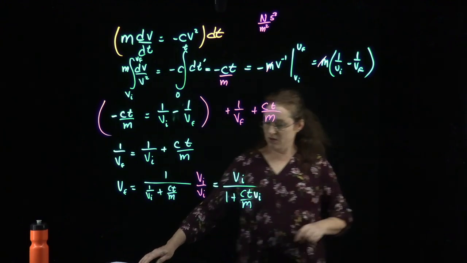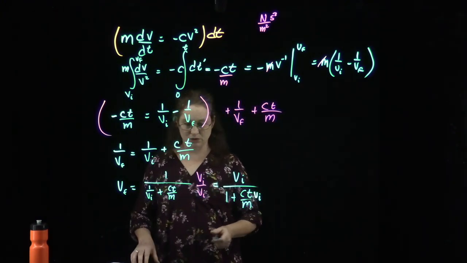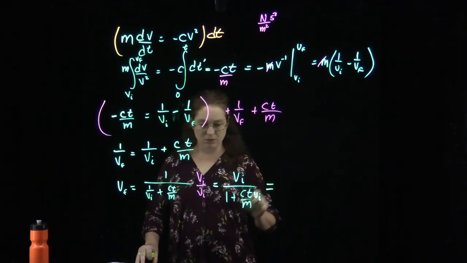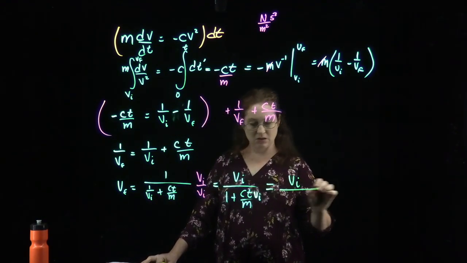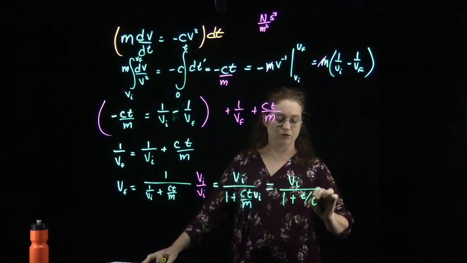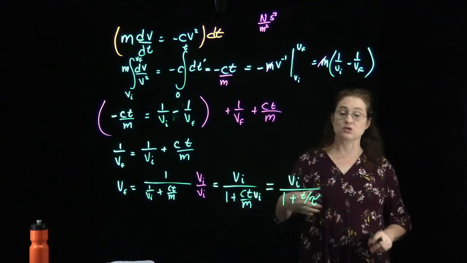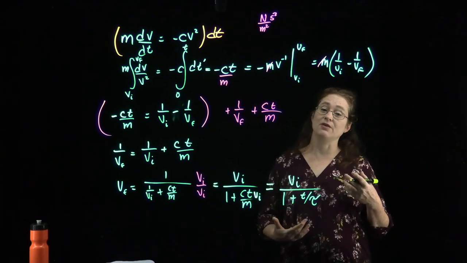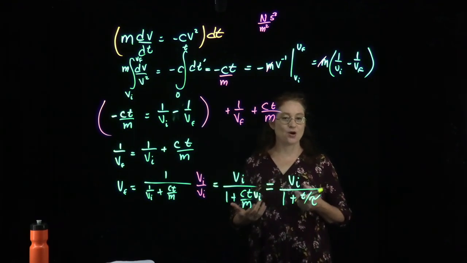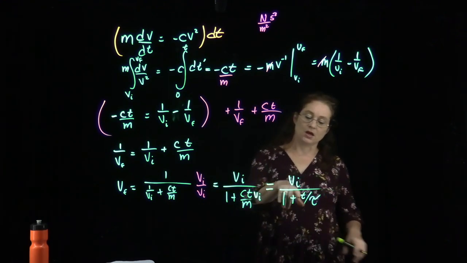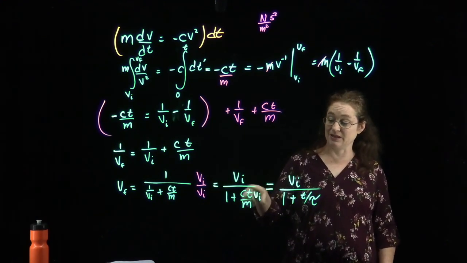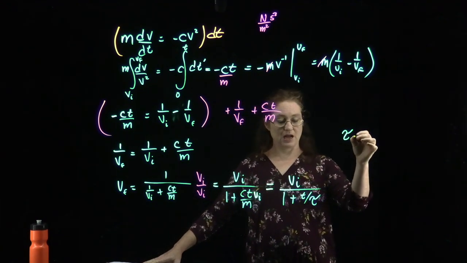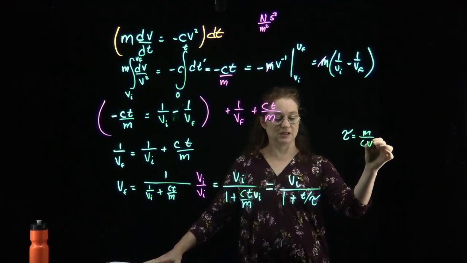All right. So then we are going to rearrange this just a little bit to make it look nice and neat. And we will call this VI over 1 plus T over tau. This is not the same tau as when we had linear resistance. Tau is a variable we often use for a time constant. It tells us how rapidly the system responds. So here you have a T in here, and this whole thing has to be unitless. We're going to call everything else tau. So tau is M over C VI.